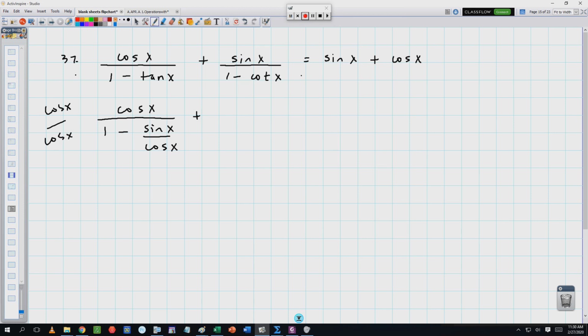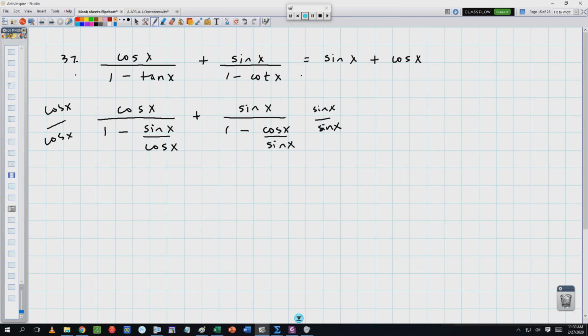Plus, here I have sine over 1 minus cotangent, which I'll rewrite as cosine over sine. And I'll do something similar to this complex fraction. I'll multiply top and bottom here by sine.